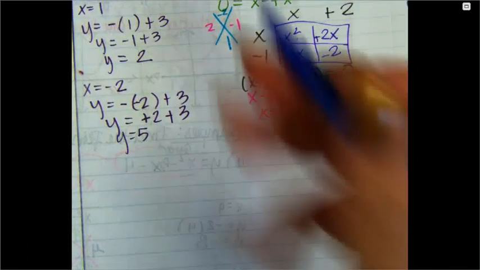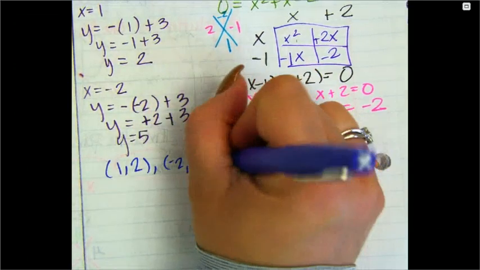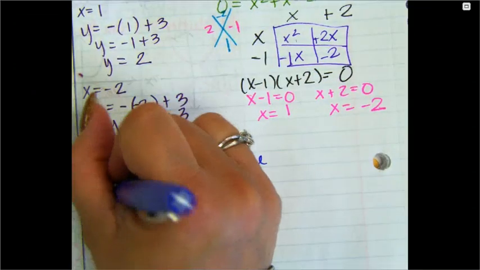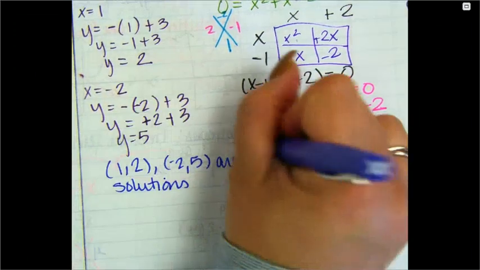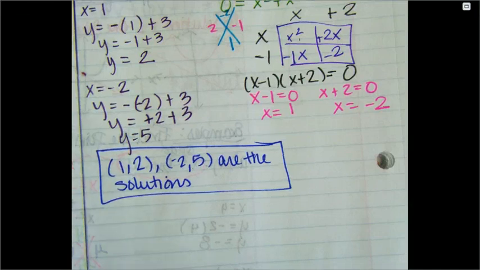Yeah? Okay, then I say that 1, 2 and negative 2, 5 are the points, the solutions. Got it all right? Good. Some of you still look mind blown. One more. How do you know which one I'm plugging?